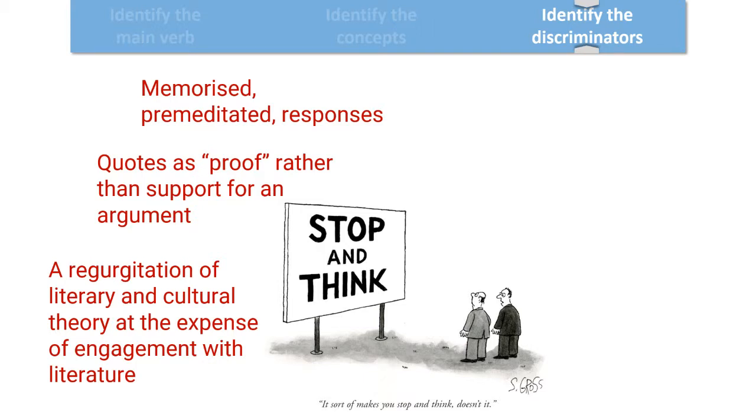It is to avoid students just treating quotes as proof, as if they're trying to beat a confession out of the question or out of the text, rather than a support for an argument. And most of all, this is about preventing memorized, premeditated responses. We know that a number of students will do that, and some students need to do that in order to get through the course. But the discriminators are there to allow the students with a thorough engagement with the text to be separated from the rest.